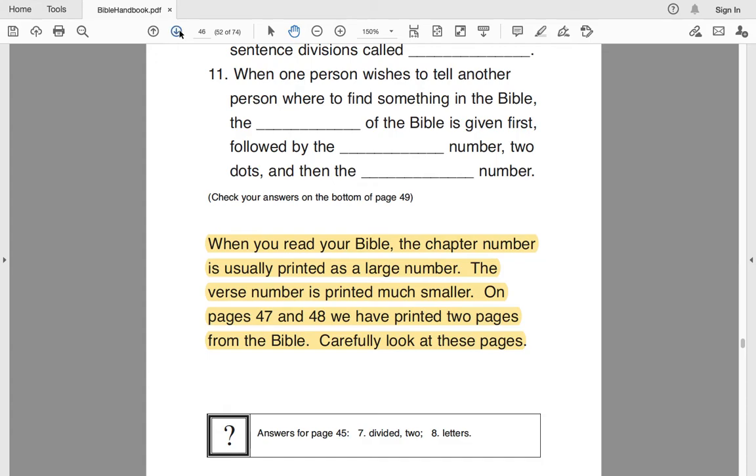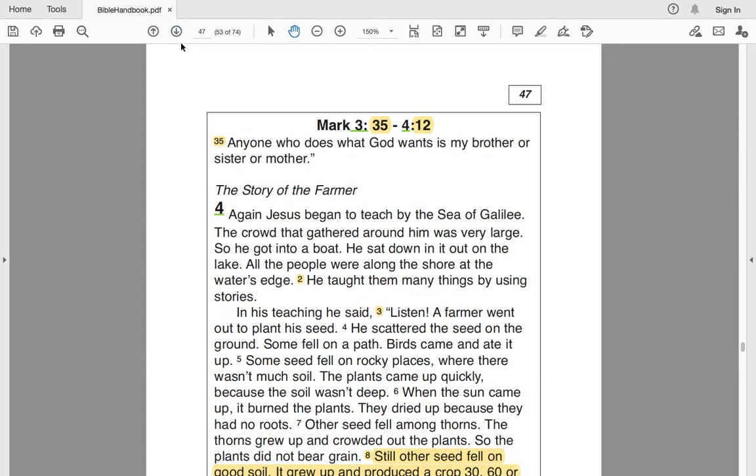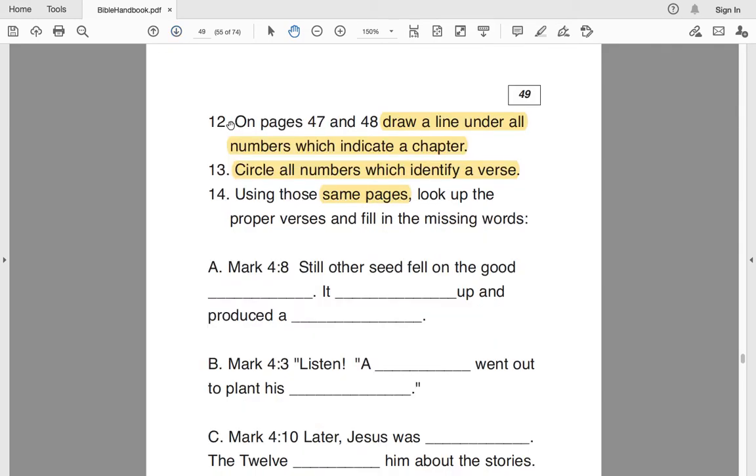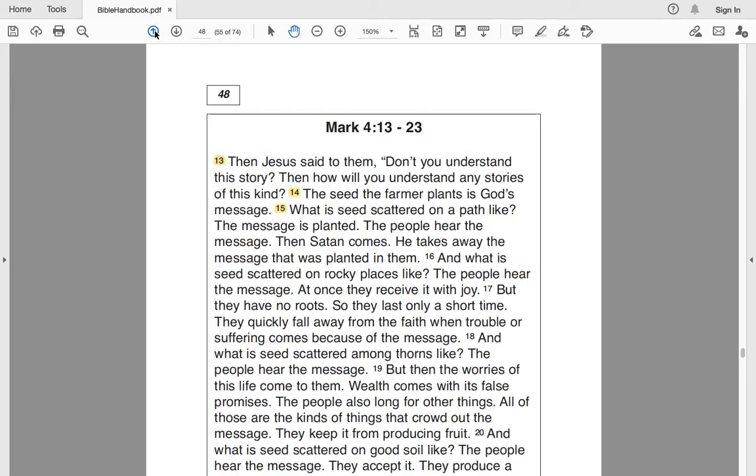On the next 2 pages, there are samples from the Bible. There are some questions that follow on the top of page number 49. In order to answer these questions, you need to use the printed material on pages 47 and 48. Let's go through a couple of examples. We're supposed to underline the numbers that indicate chapters and circle those that identify the verses.